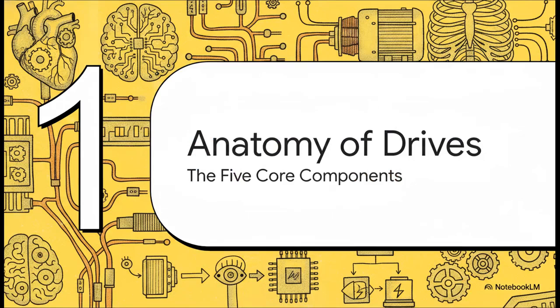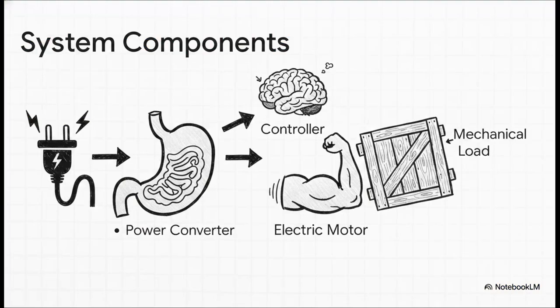Section 1. Anatomy of electric drives. To really wrap our heads around the engineering here, it kind of helps to think of the system like a biological body. So there are 5 core components, right? The electric motor, that's the muscle, providing the raw physical force. Then you have the power converter. This could be a rectifier, a chopper, an inverter, and this acts like the digestive system. It formats the raw electrical energy from the power supply into a form the motor can actually use. Next, the controller. That's the brain. It constantly monitors the variables and matches the motor's output to the task at hand. And finally, the load. That's the actual physical burden the whole system has to move.